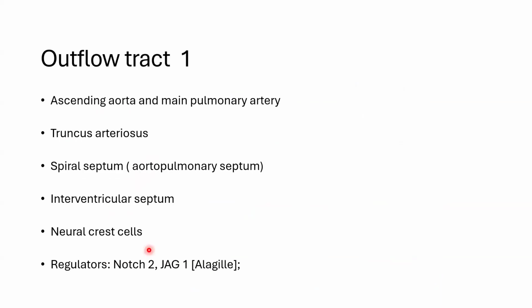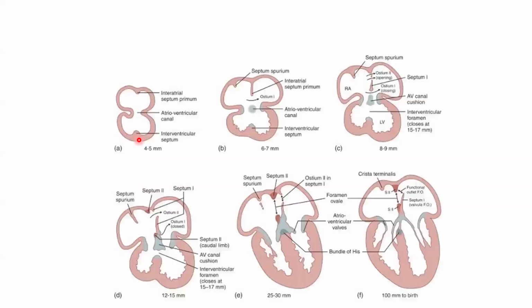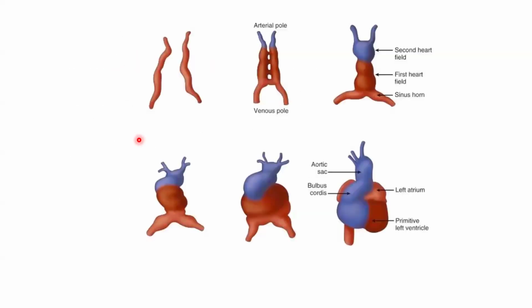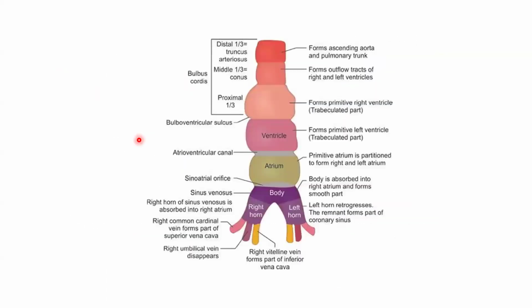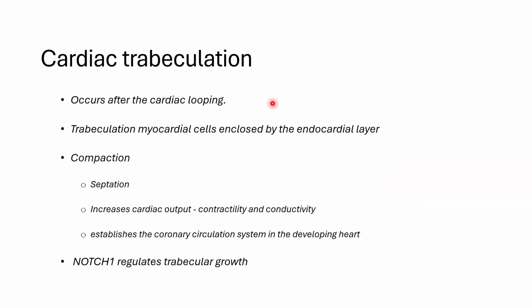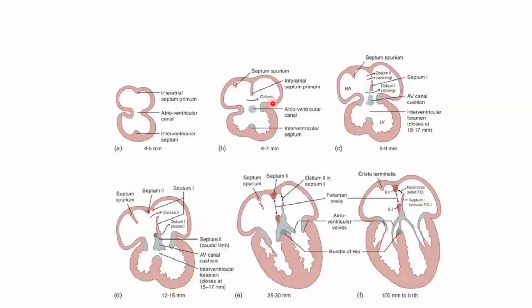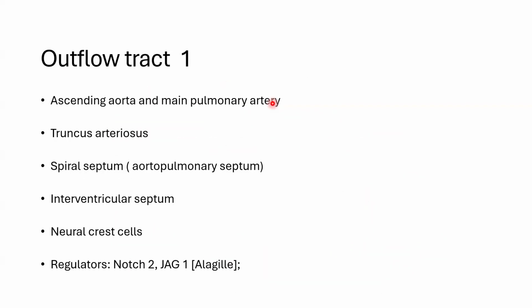So from there, we've done the atria, we've done the ventricle. So now we're going to the outflow tract. So the first portion of the outflow tract involves the ascending aorta and the main pulmonary artery, and they arise from the truncus arteriosus of the primitive heart tube. Okay. So we are in this portion now. We've septated here, we've septated there. So we're now entering this section. Okay. So we are here. Okay.